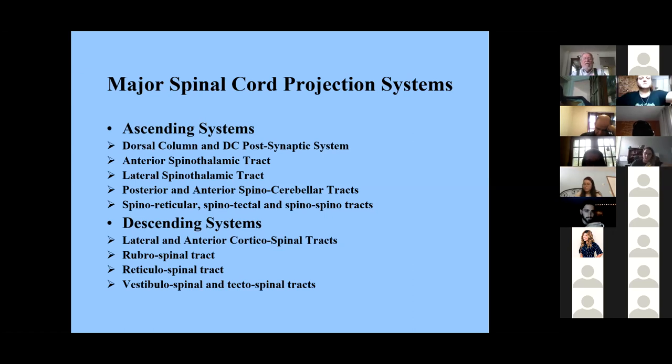Then with the posterior and anterior spinocerebellar tracts, this is a pathway originating in the spinal cord and then going up into the cerebellar cortex. Now, of course, there were many other tracts, and one is called the spinoreticular tract, in which most of the projections go from the spinal cord up to either the medullary, pontine, or midbrain reticular formation. And I'm going to go into a lot more detail about what I mean by reticular formation in the coming lectures. Then there are the spinotectal tracts.